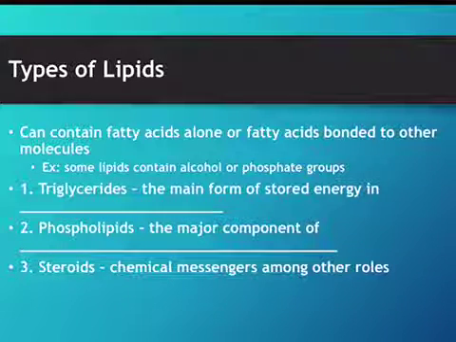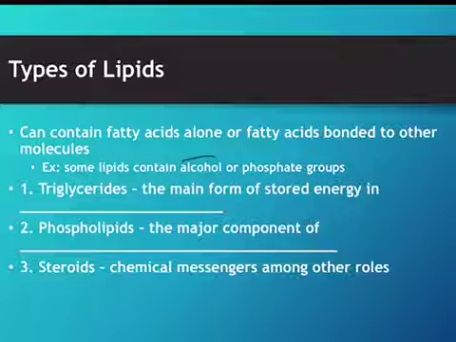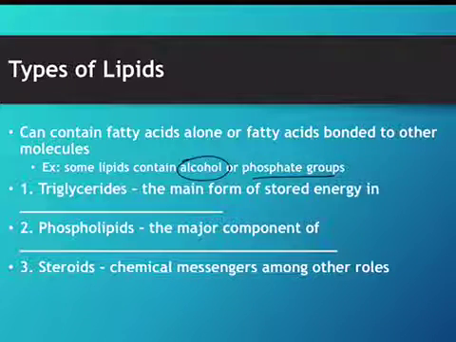So lipids can contain fatty acids alone, or fatty acids can be bonded to other molecules. So some lipids will have alcohol molecules or phosphate groups bonded to them as well. And so there are three types of lipids. The first is a triglyceride. This is the main form of lipid found in animals.